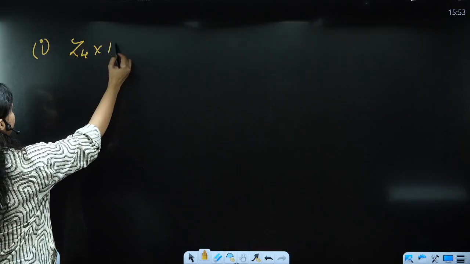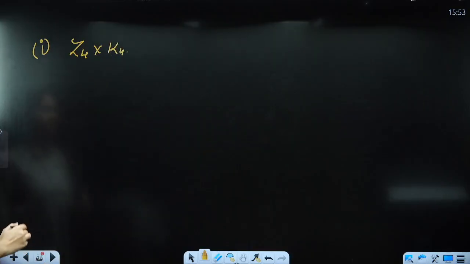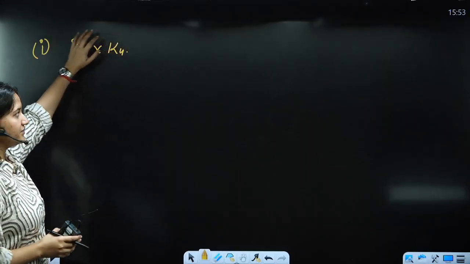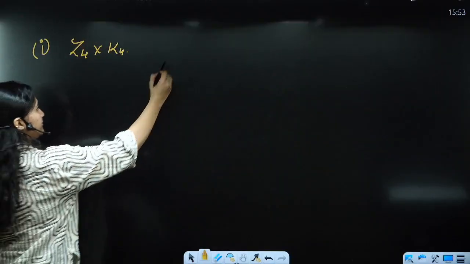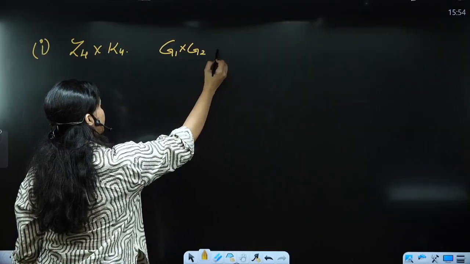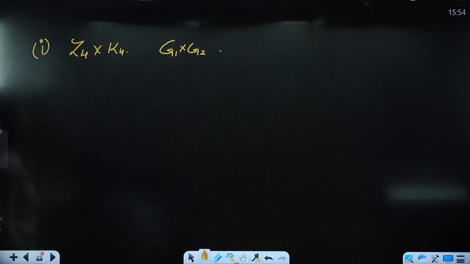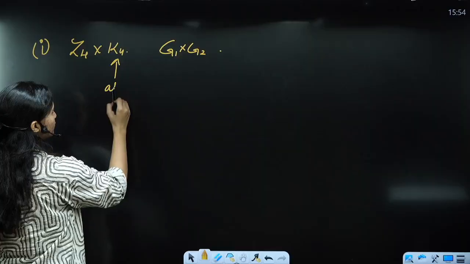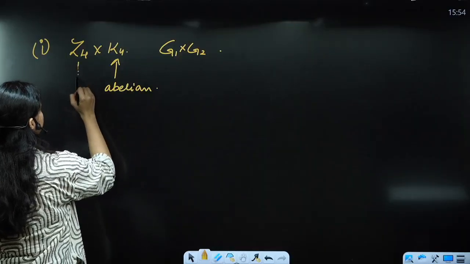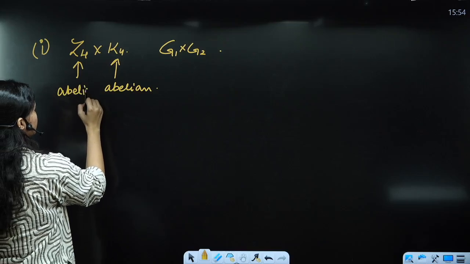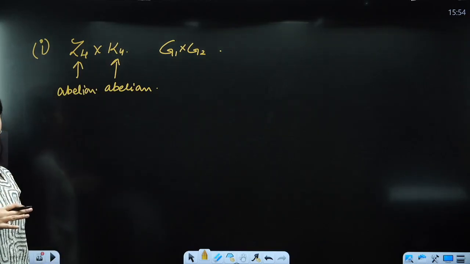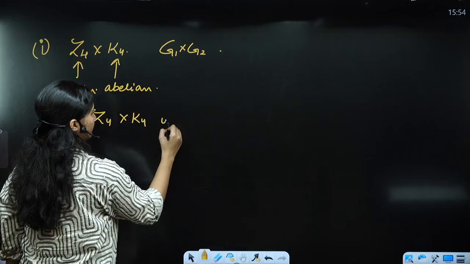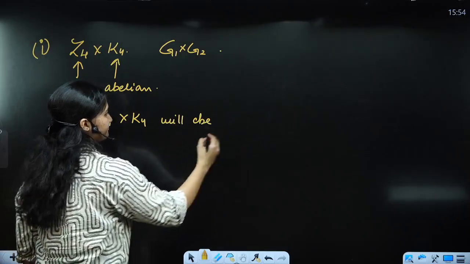Z4 into K4. So, can I tell something about the abelian property of this group G1 cross G2? I know that G1 cross G2 can only be abelian if and only if both of G1 and G2 are abelian groups. I know that K4 is an abelian group, right? This is also an abelian group. So without doing any checking, I can say that Z4 into K4 will be abelian, right?